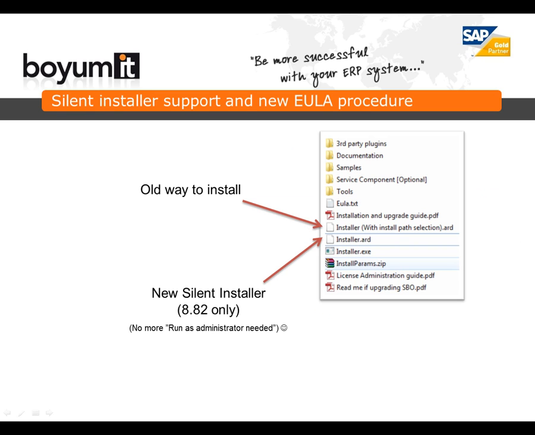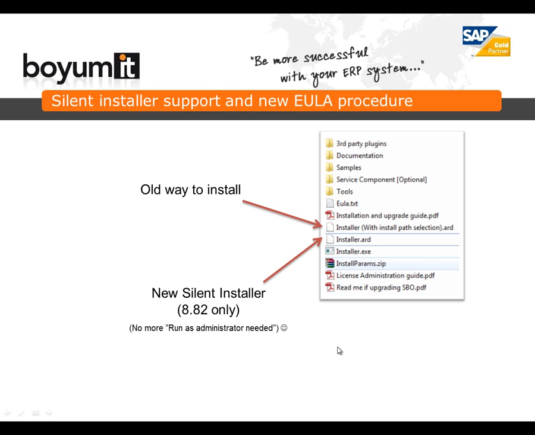First major new feature I'd like to share with you is the new option to use the silent installer support. In 8.82, add-ons became aware of being able to be installed silently, and this is the new default with the installer.rd. If you want to install the old way, you can still do that and get a GUI representation of the installer and choose where you want to install it. But if you just want it in the default installation part, run the installer.rd.